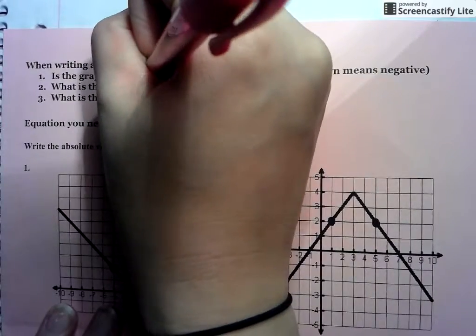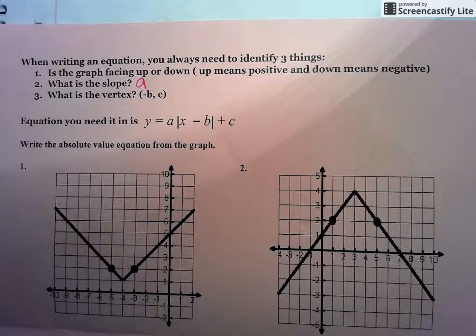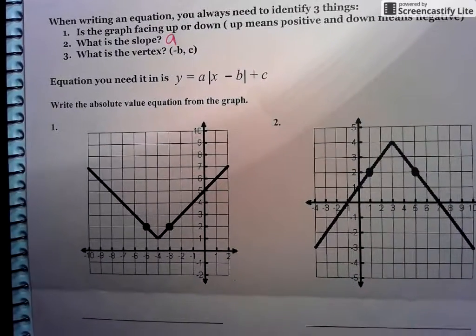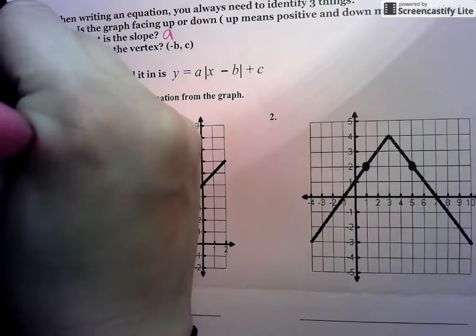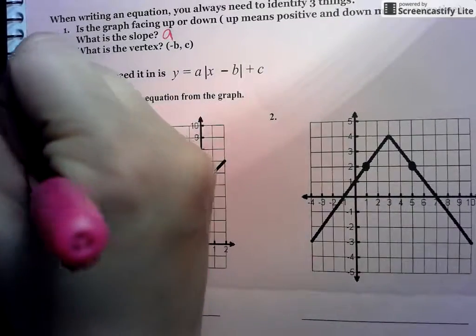Remember that is your A value that you're looking at. So we're going to write that next to it, our A value. And what is the vertex? So the equation it needs to be in is y equals the A value times the absolute value of x minus b plus c. So we're going to write down all of those three steps on the left side to identify. So we know that it's facing up, so we know that the slope has to be positive. So I'm going to put up.